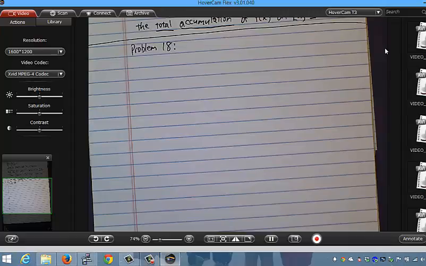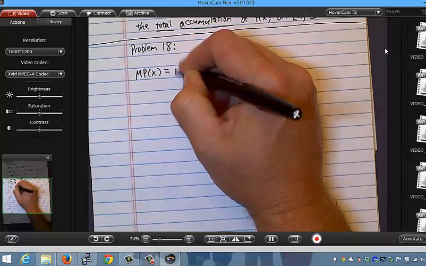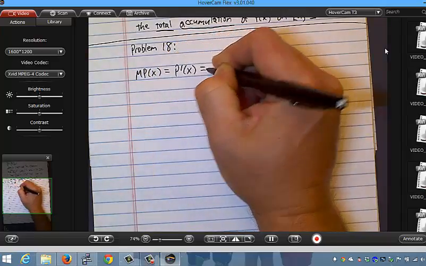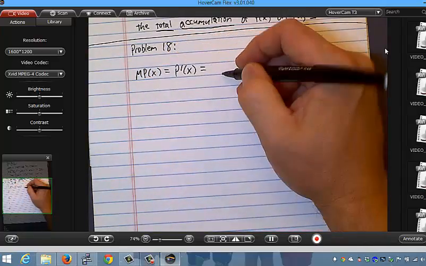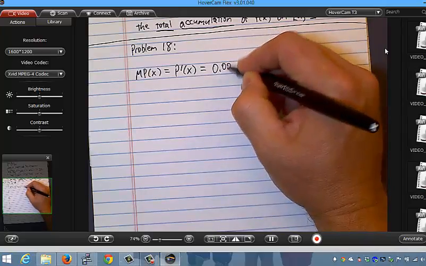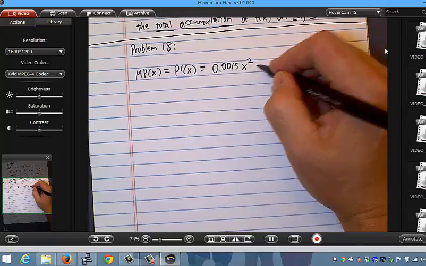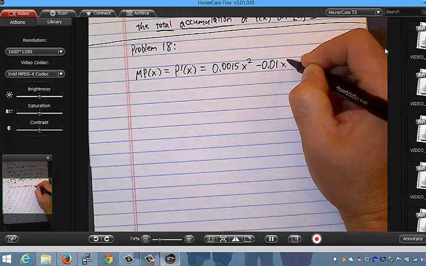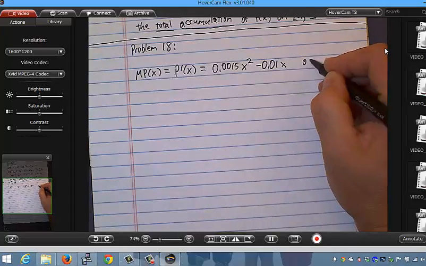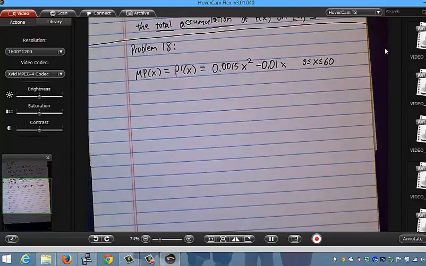All right, so it tells me that we have the marginal profit, which is P prime of x, given by 0.0015x squared minus 0.01x. Okay? So there's the marginal profit.